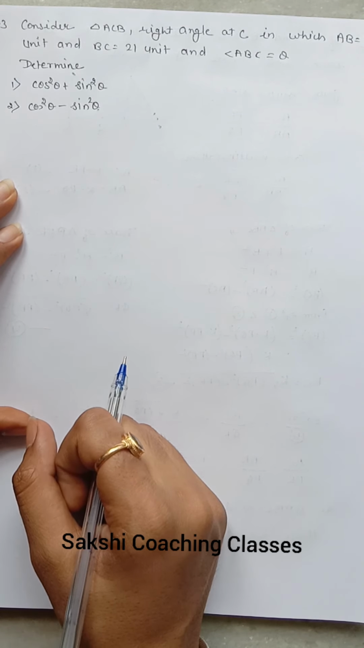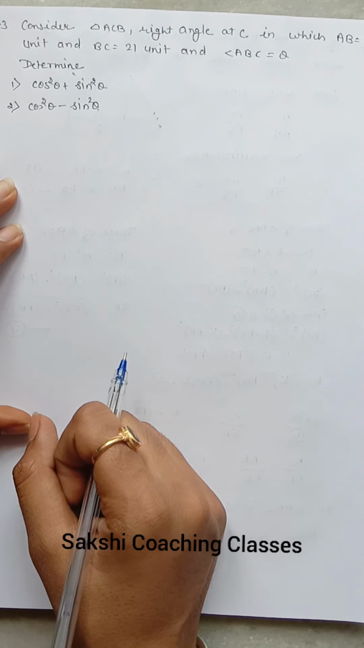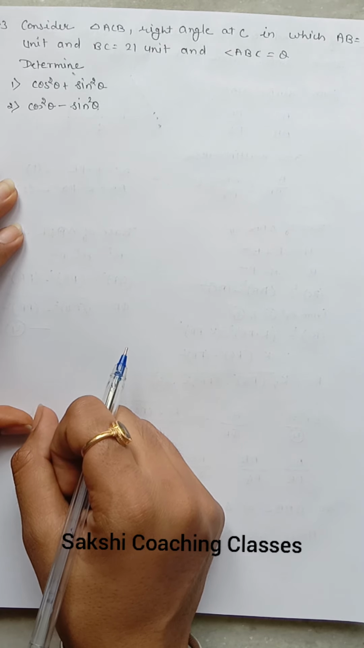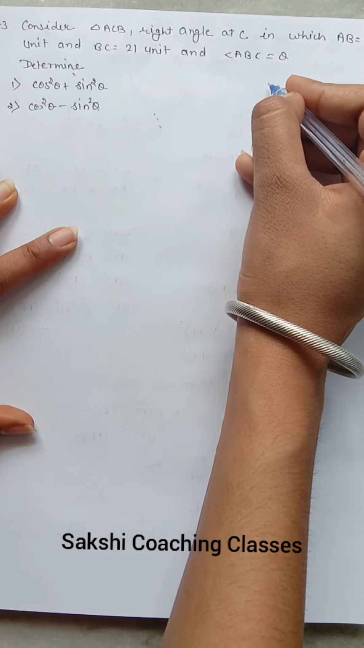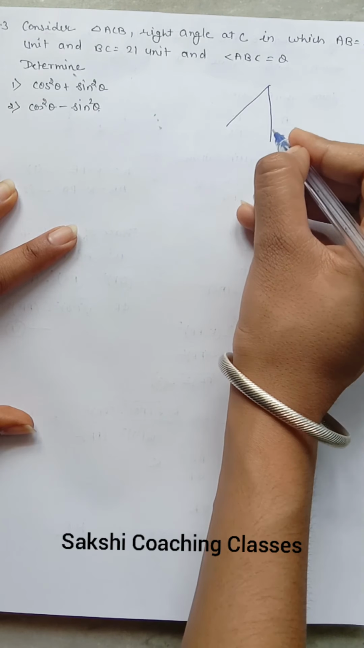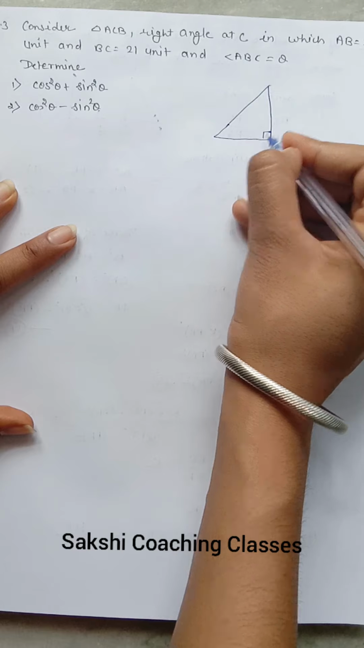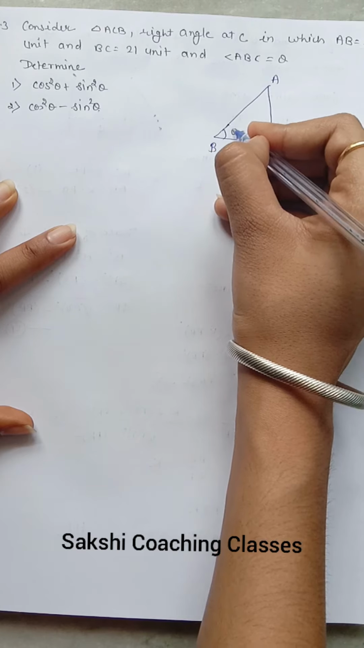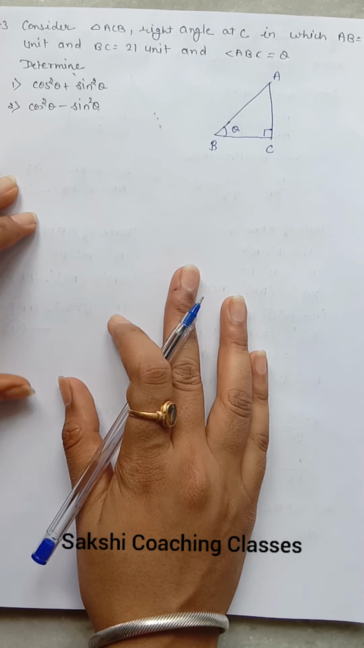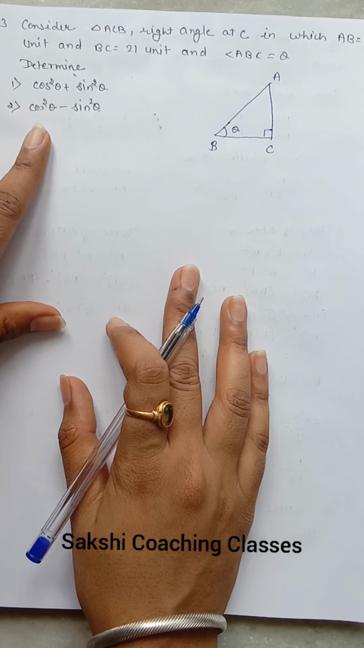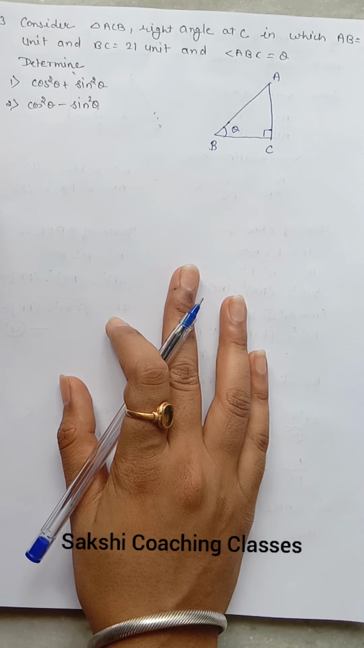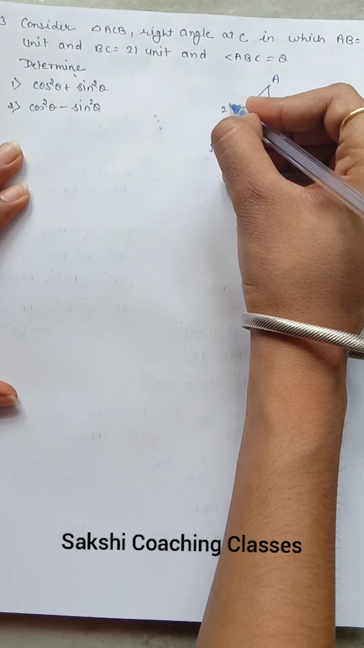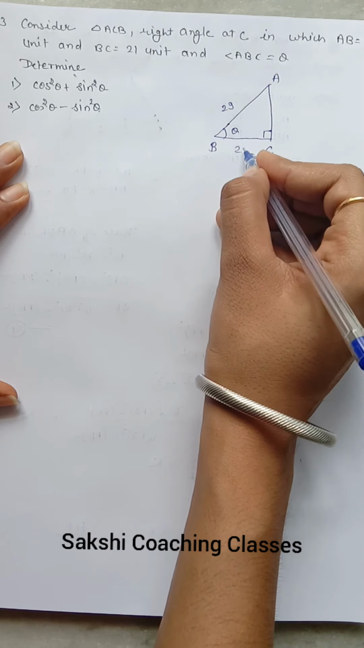Now example number 3. Consider a triangle ACB, right angle at C, in which AB equals 29 and BC equals 21. Angle ABC is represented as theta. So there is a right angle triangle in which B is represented as theta and C is at right angle. Okay, you have to find the values of cos square theta plus sin square theta, cos square theta minus sin square theta, right? For this, first of all, AB is given as 29, BC is given as 21 unit.